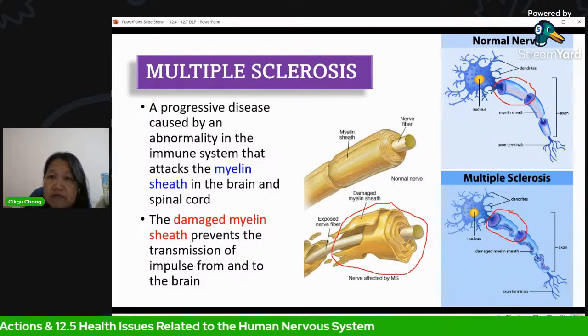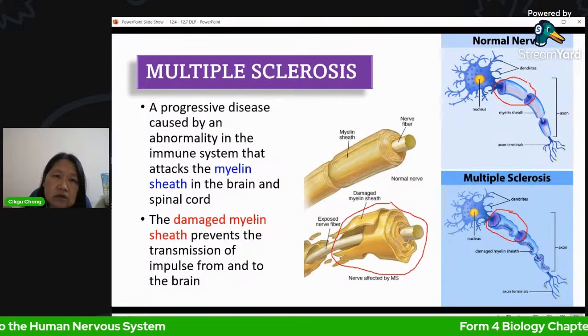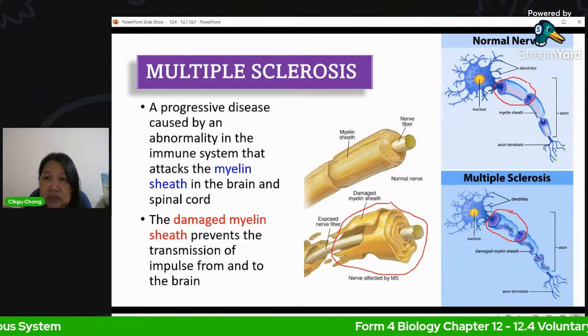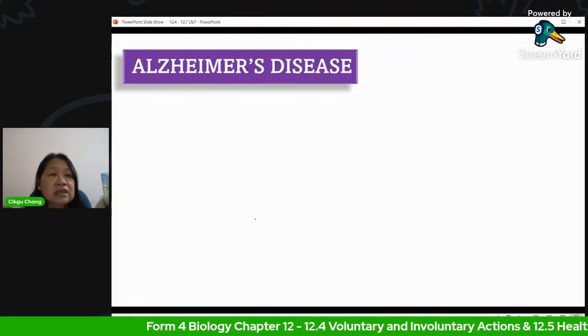It may not even have effective transmission. So this person will be unable to carry out certain responses. Okay, so that is multiple sclerosis. Okay, next one, Alzheimer's disease.